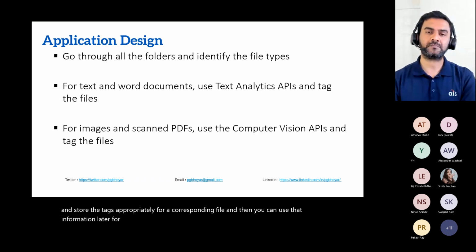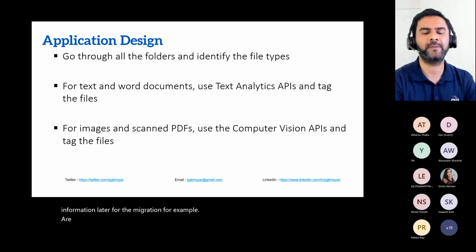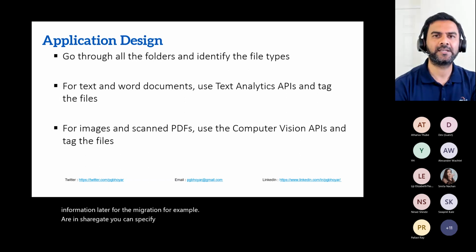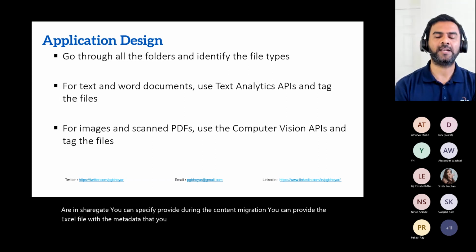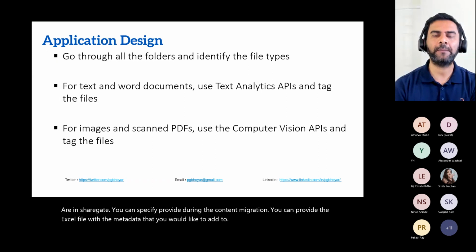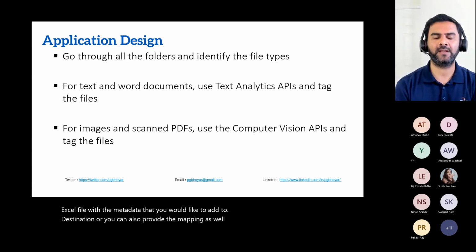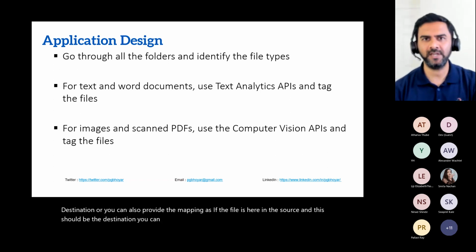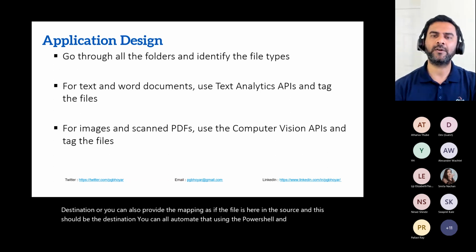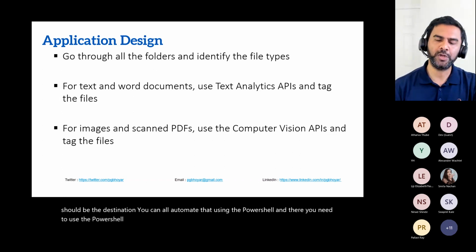For example, in ShareGate, during the content migration, you can provide the Excel file with the metadata that you would like to add at the destination. Or you can also provide the mapping as well. If the file is here in the source and should be in the destination, you can automate all that using PowerShell. And there you need to use the PowerShell commandlets for the migration tool you're using.